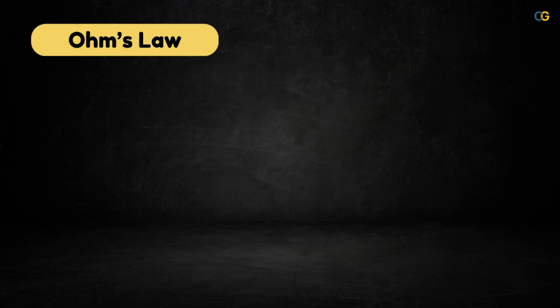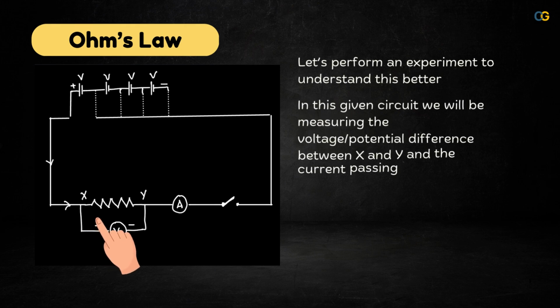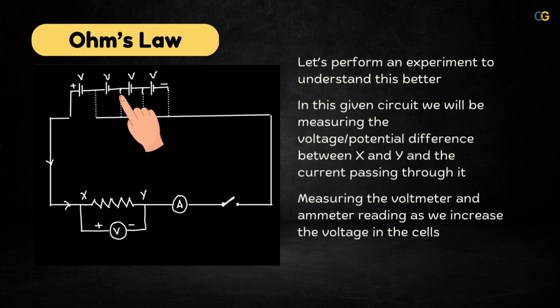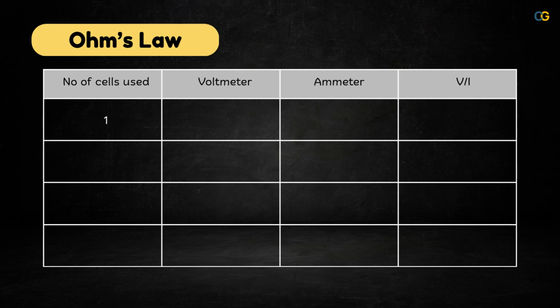Ohm's law. Now let us perform an experiment to understand what Ohm's law is. In this given circuit, we will be measuring the potential difference across the points X and Y and the current passing through it. We will be increasing the number of cells in the circuit as we go ahead and note down the different voltmeter and ammeter readings to see the increase or decrease in the voltage and current. So let us say we used one cell, the voltmeter reading was 5 volt and the ammeter reading was 2 ampere. The ratio V by I will be 2.5.